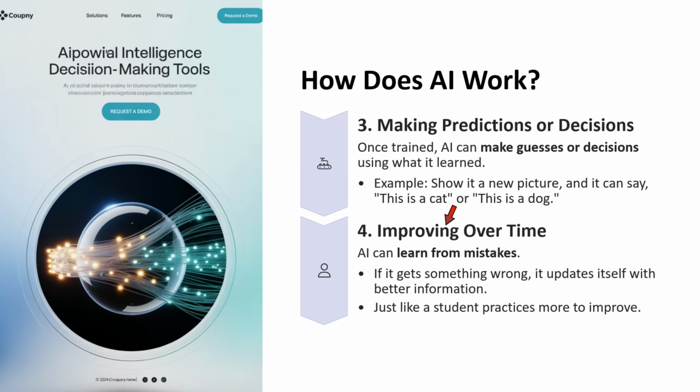Fourth step is improving over the time. AI can learn from mistakes. If it gets something wrong, it updates itself with better information. Just like a student practices more to improve.